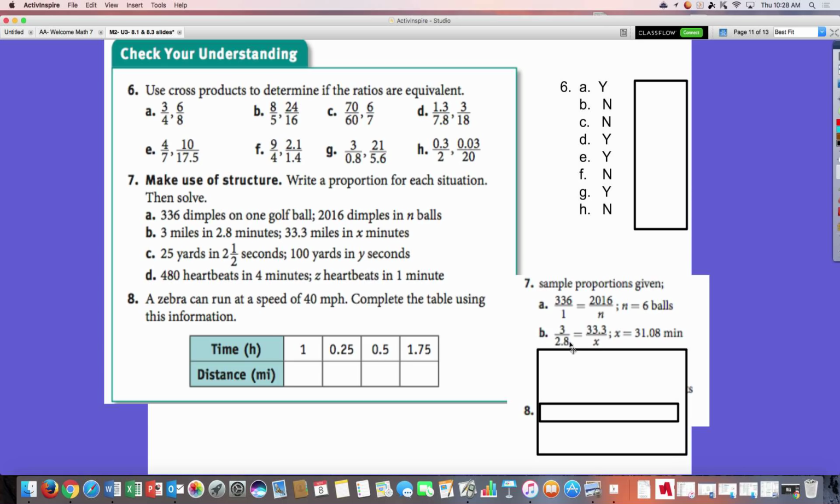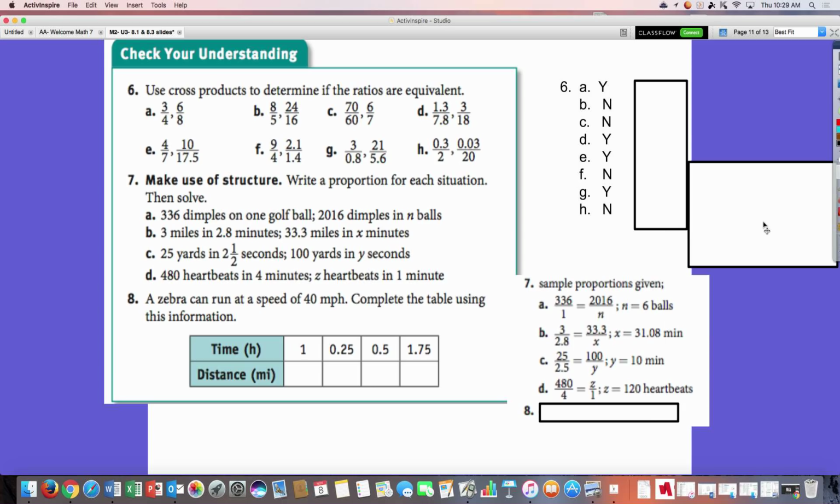Okay, B, 3 over 2.8, right? Miles over minutes, solve for x. This one, yards over seconds, yards over some seconds we don't know, right? Solve for y. Cross multiply and divide. And you got D, same thing. Heartbeats over minutes, something we don't know, over minutes, right? All right, complete the table for A.